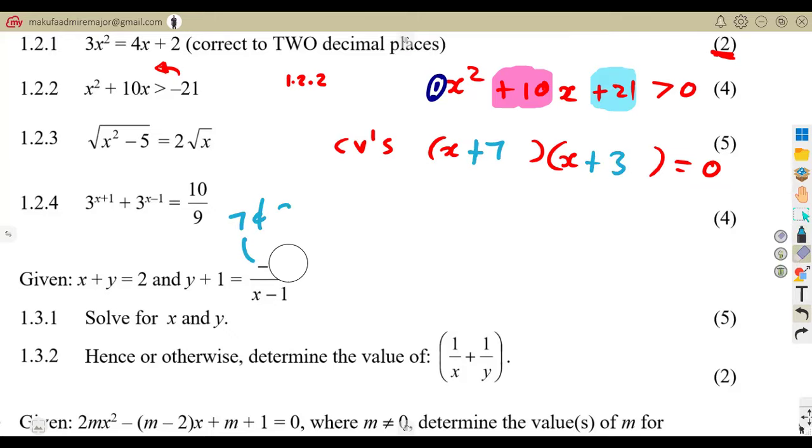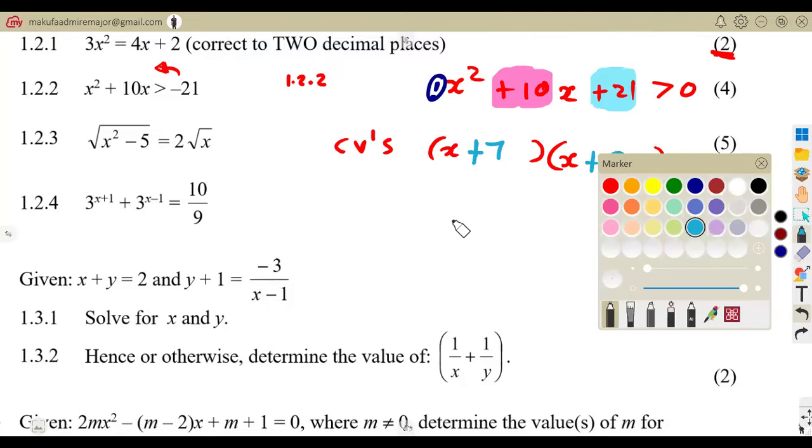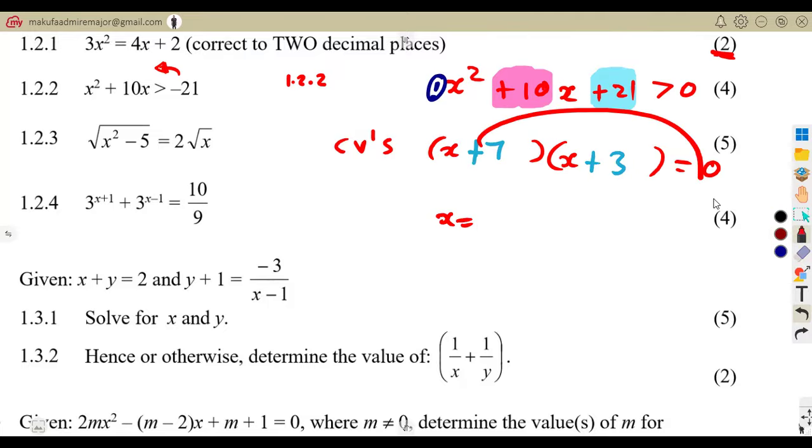Okay, so using these numbers, we can now determine the x values, meaning to say x is equal to what? A 7 to the other side, it's going to be a negative 7. Or x is equal to, 3 to the other side, it's going to be a minus 3. With these values, we can now determine the exact solution depending on the method that you're going to use.